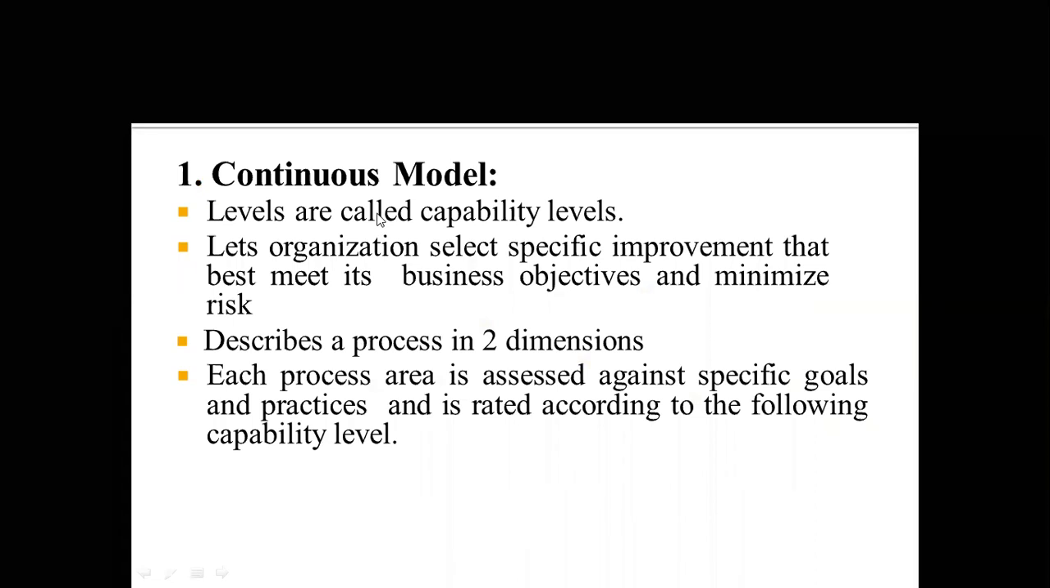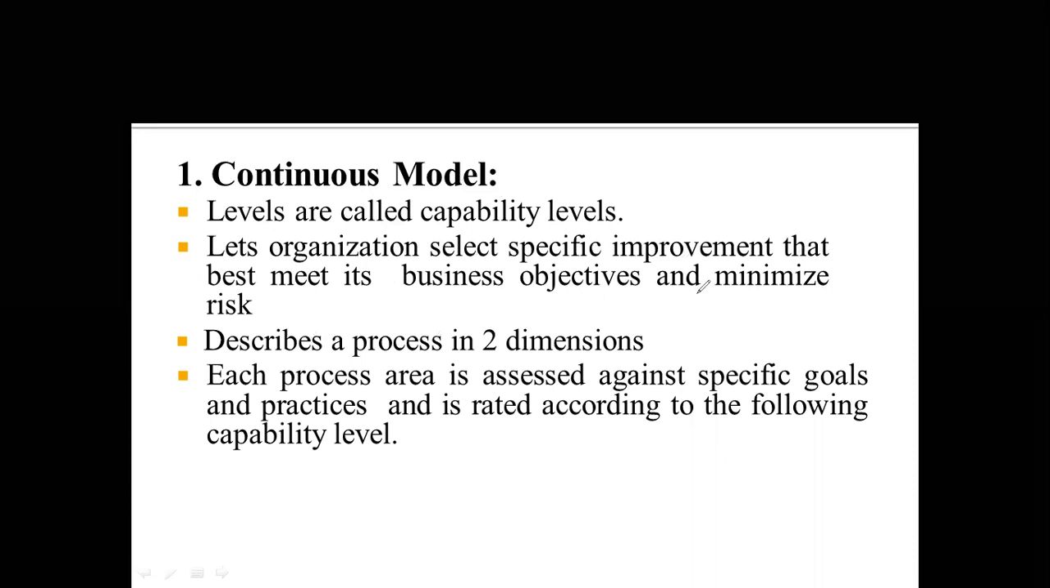Now, going on to the capability levels. The first model is the continuous model. In the continuous model, the different levels that we have seen are called your capability levels. These capability levels help the organization select specific improvements that best meet its business objectives and minimize the risk. That is, the organization is going to identify which particular business practices you need to apply so that you can minimize the risk.